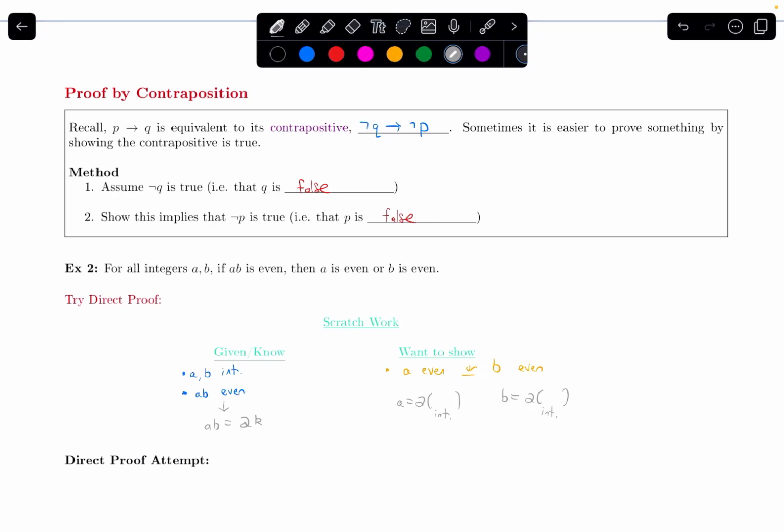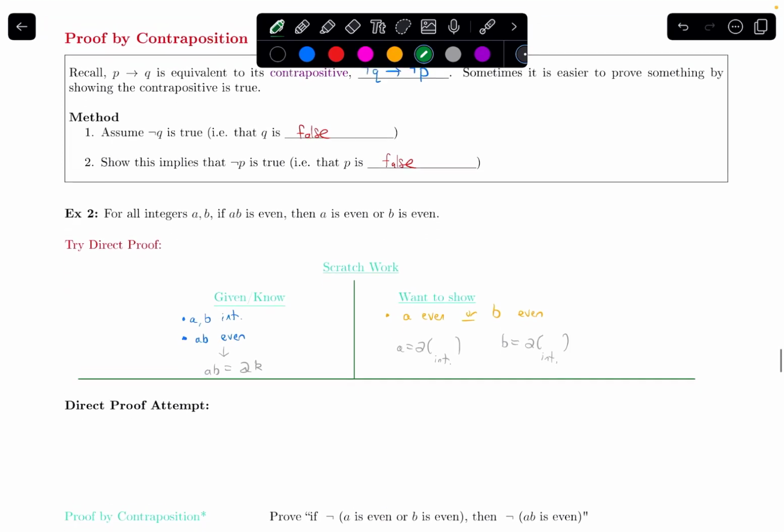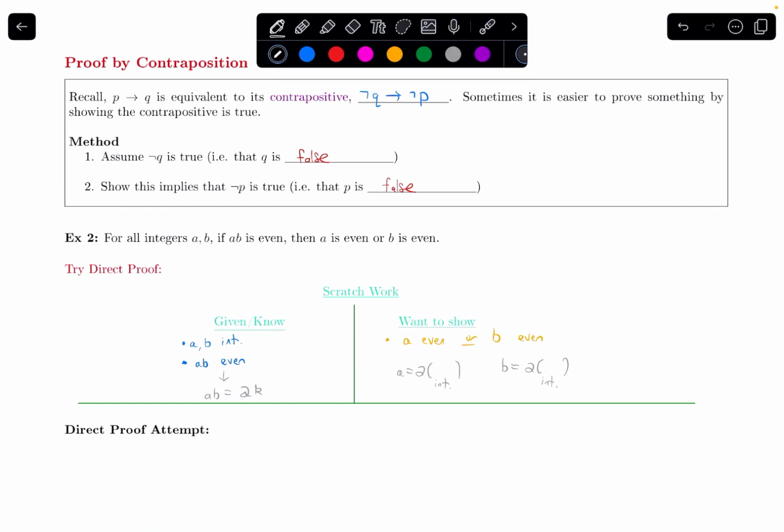Okay, I'm not totally sure at this point if I can take my a times b, which equals 2k, and get it into a form where a is 2 times an integer, or maybe b is 2 times an integer. But let's try seeing if I could just dive into the direct proof. Even though I don't see a connection right away, what if I just try diving into the direct proof? In the direct proof, we start off by writing what is given, what we get to assume is true.